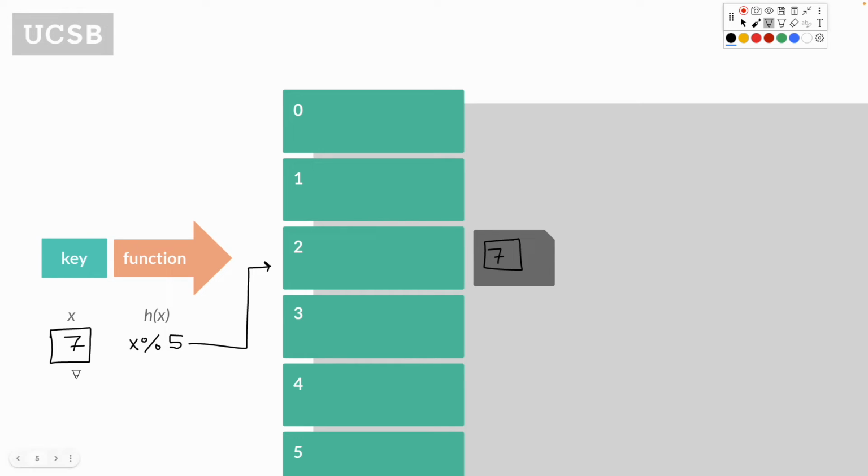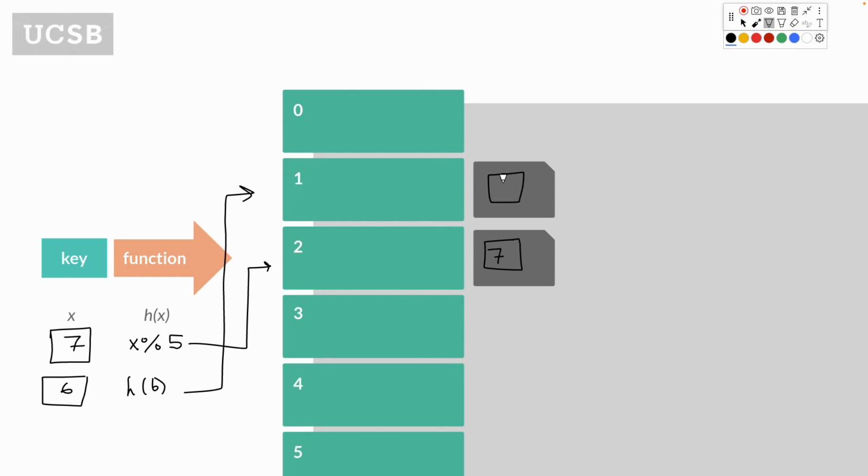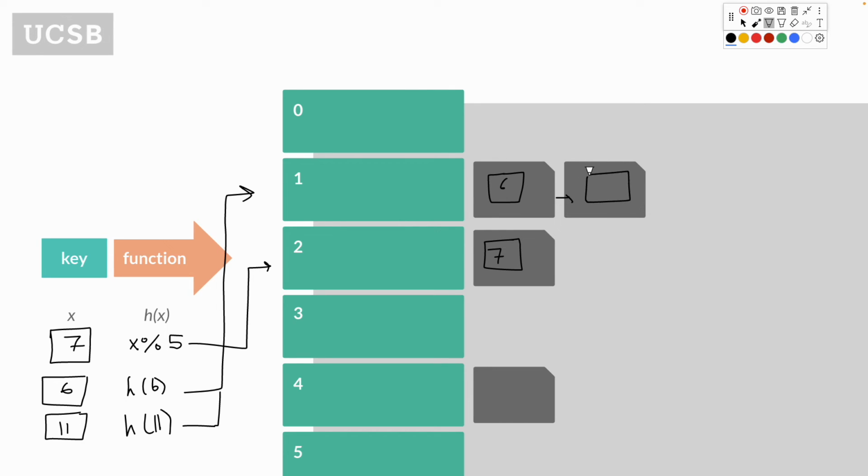So let's have another one. Let's say it's 6. H of 6 is 1. So when you go to 1, there will be another linked list there. And you can keep doing this with however many elements you want. And let's just say we have a collision, so the same collision as last time. Let's have 11. And in this case, what it does is it just chains it to the end of this linked list. So it'll add another element to the end of this linked list, and that's where it'll be stored.